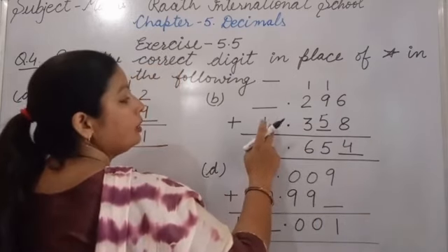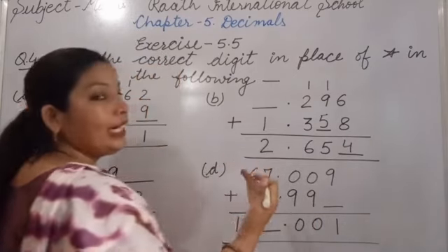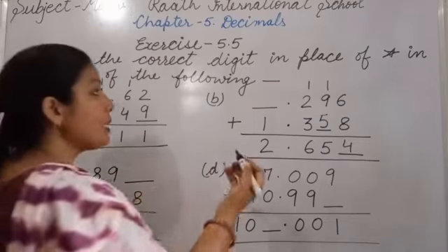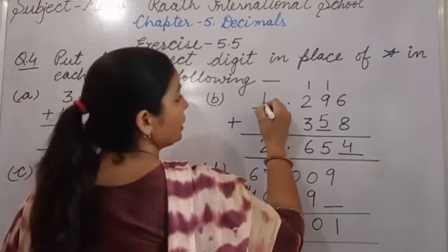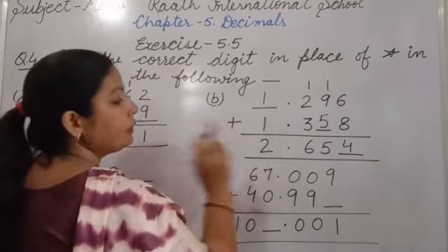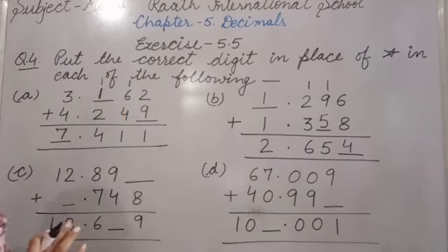Now come here. There is 1. In 1 what do we add? Then we can get 2. So 1 plus 1 is 2. So there is also 1. 1 plus 1, 2. So this is your B part. Now we will do C part.